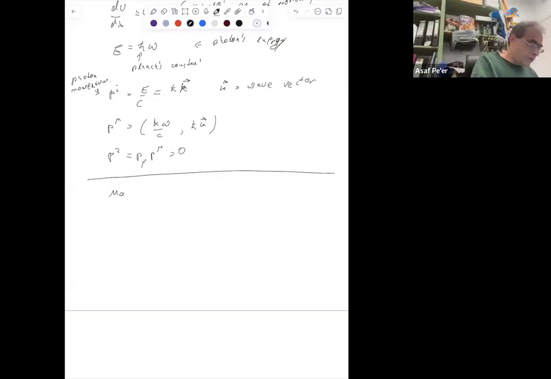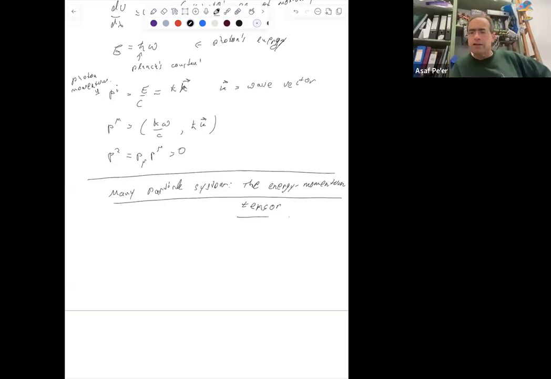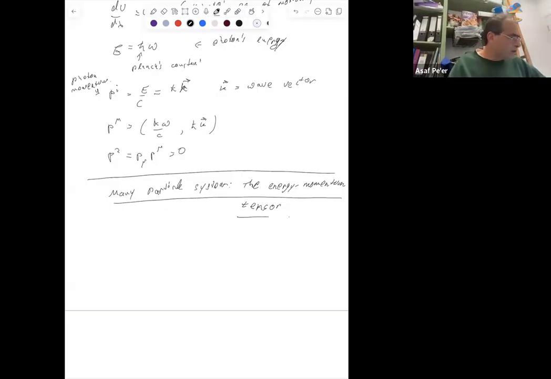So let's write it down. Many particle system, called the energy momentum tensor. It's not the energy momentum 4-vector. Now, the place that you were supposed to see that is in classical fields, whatever. You call it maybe in fluids, possibly even in solid state.